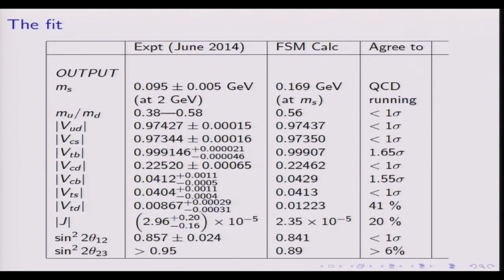And what we calculate is at 0.179 GeV itself. The ratio of the MU and MD, as I explained, the masses of the U and the D are also given at 2 GeV. But the ratio is independent of QCD running. So we actually could reproduce the ratio of the U and D to within error.